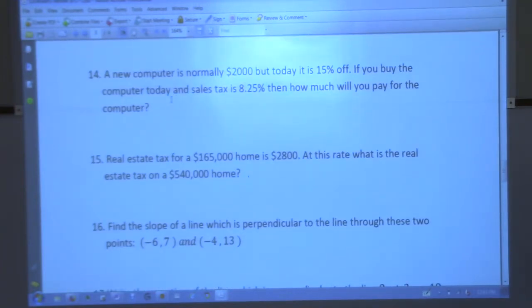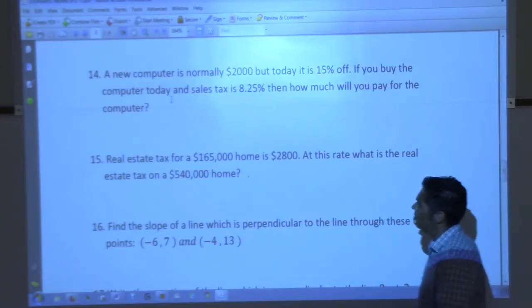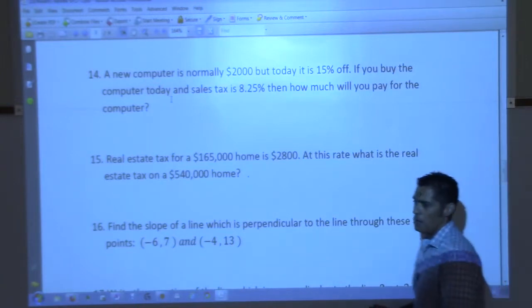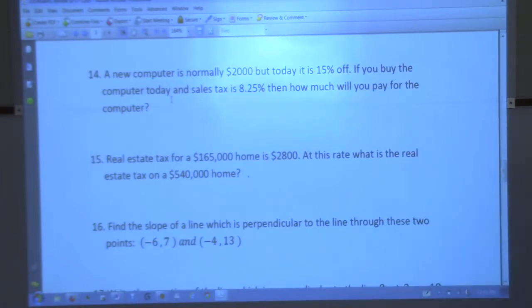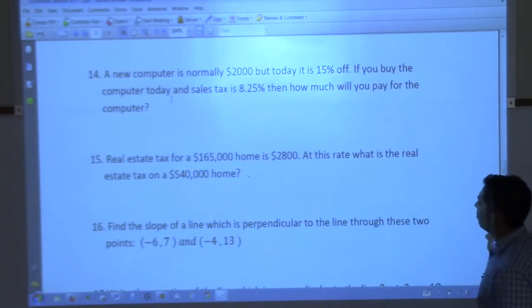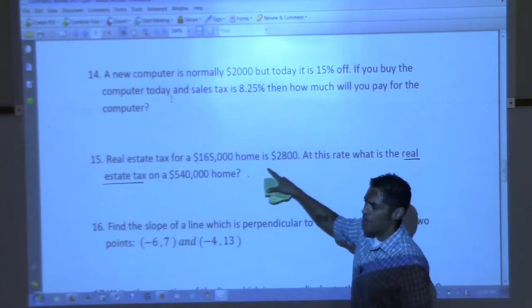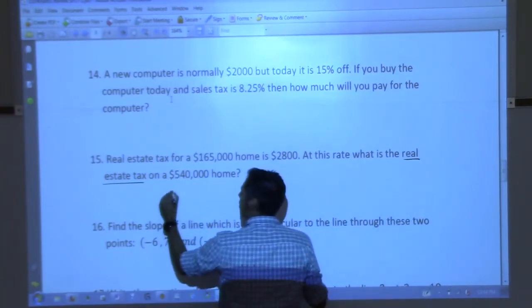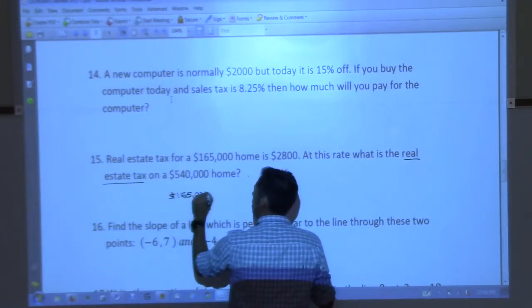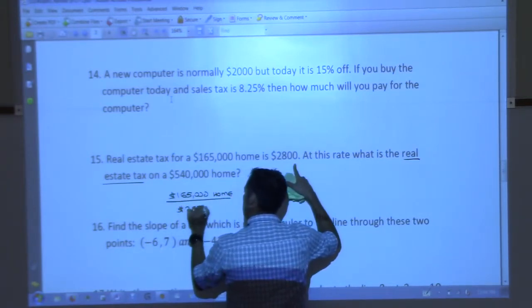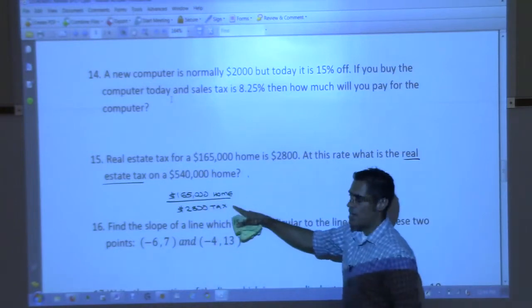What about this real estate problem? Real estate tax for a $165,000 home is $2,800. At this rate, what is the real estate tax on a $540,000 home? Didn't do anything like that in class. This is proportion. So what are we trying to solve for? The real estate tax, right? And the first sentence gives me a proportion: a $165,000 home over the tax on that home, $2,800. That's a proportion that's set up in the first sentence.